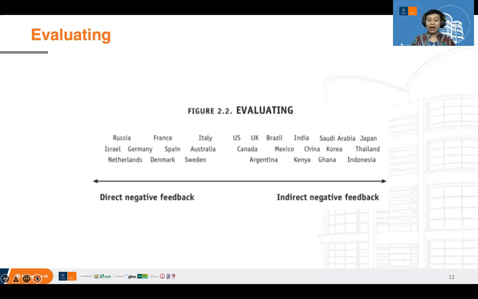We couldn't say which one is better, students, but we need to have more understanding that there will be different behavior of people in doing evaluation, especially in relation to their own cultural background.